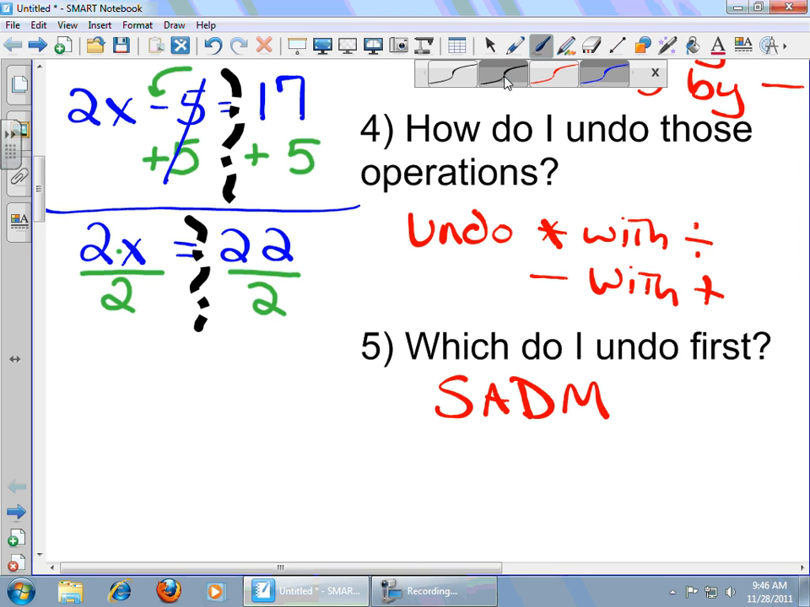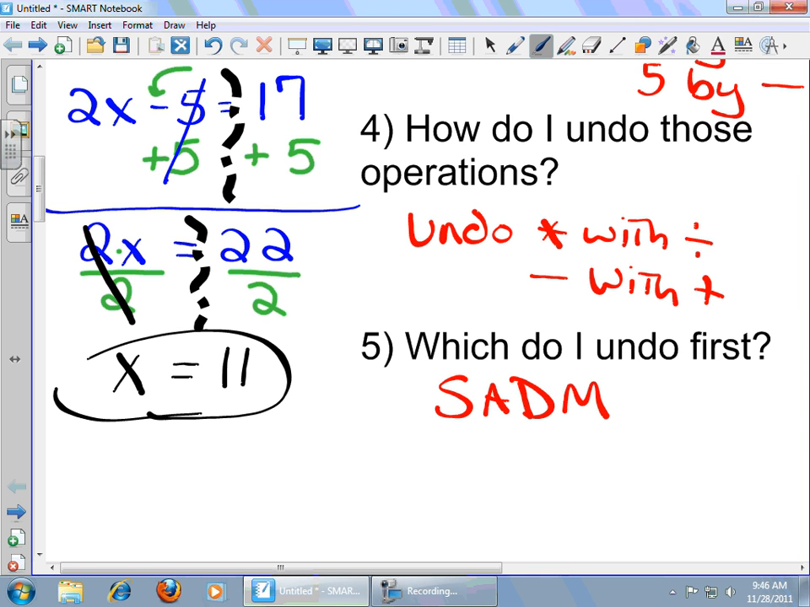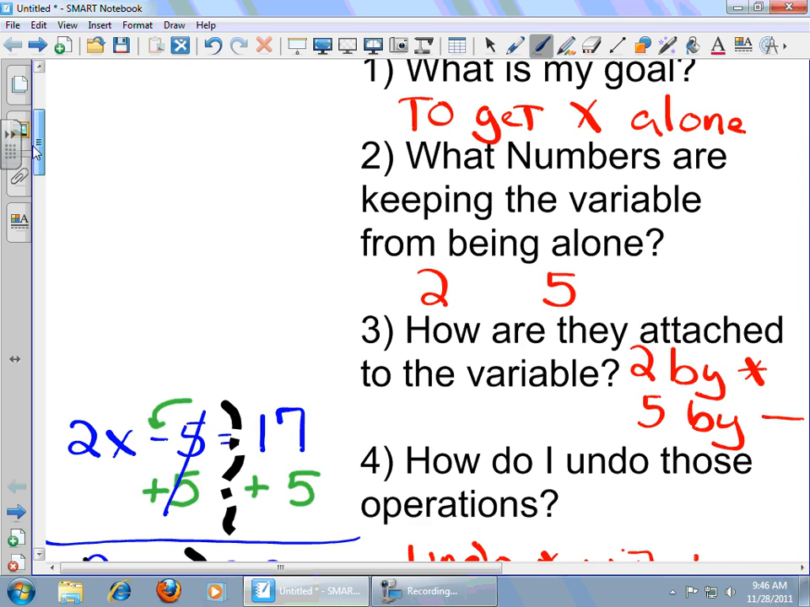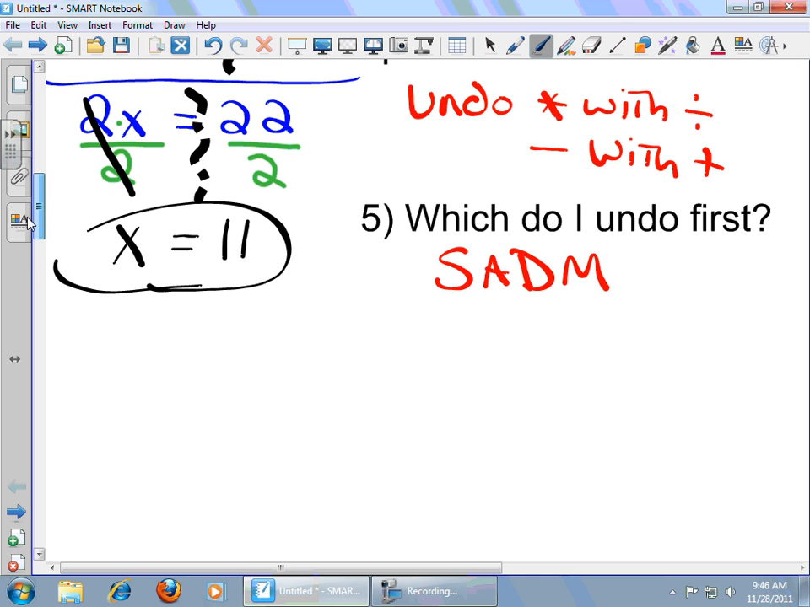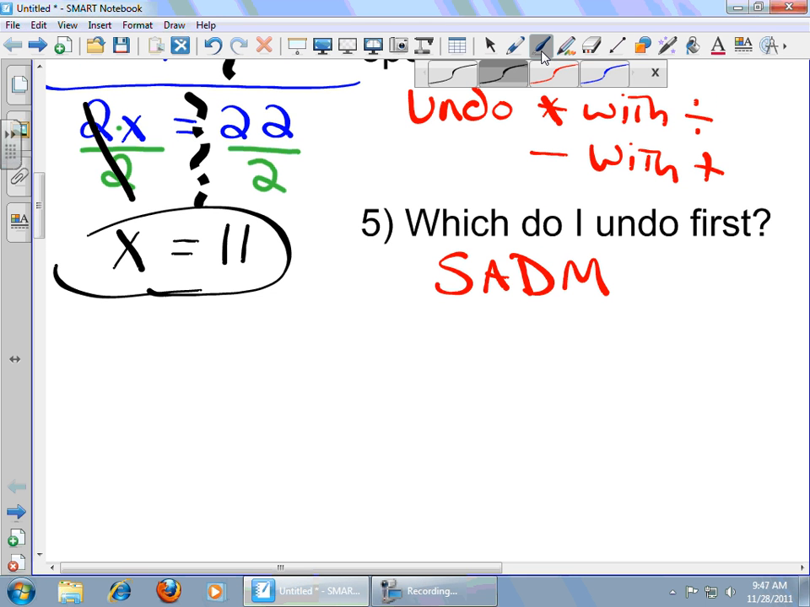Now, when I work over here, these cancel, leaving me with just an x, or a 1x, and 22 divided by 2 is 11. So therefore my solution is x equals 11. Now I can check my work. This is a cool thing. You don't really need a teacher once you know how to do this because you can always check your work.